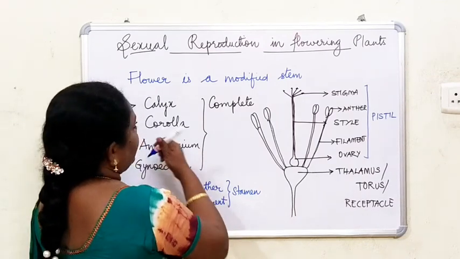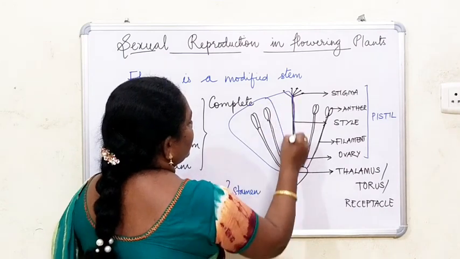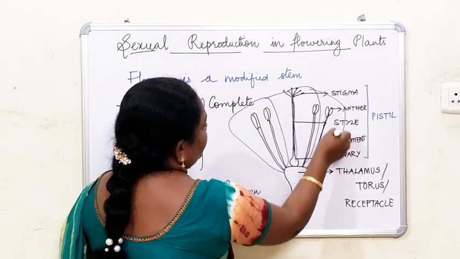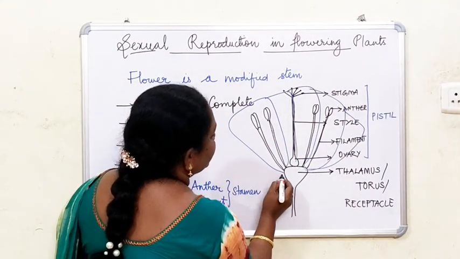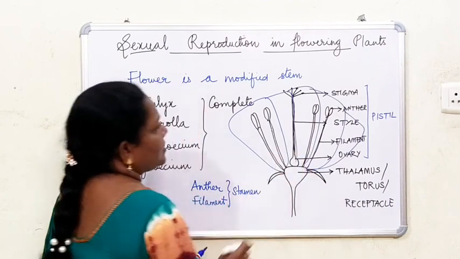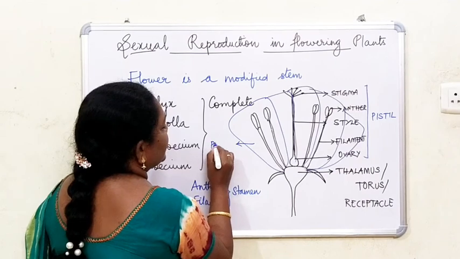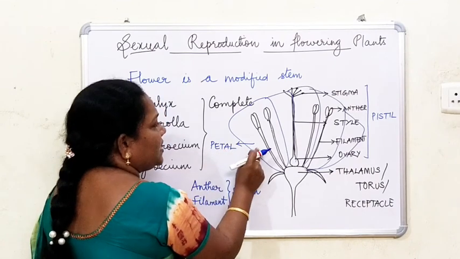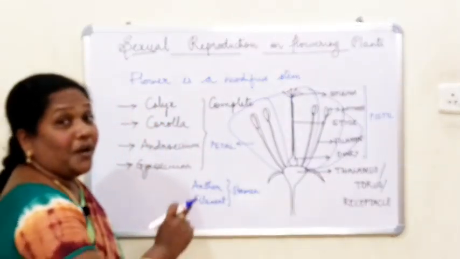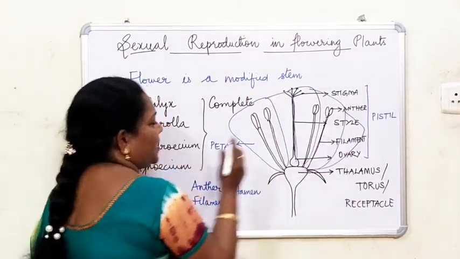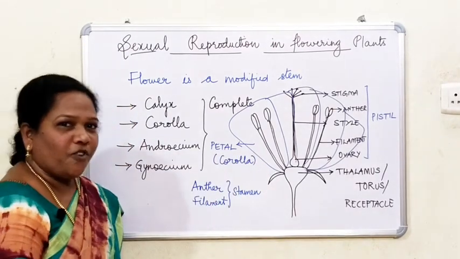Next come the petals, and then you have the sepals. Each one of these is called a petal. A group of petals all together is called the corolla.